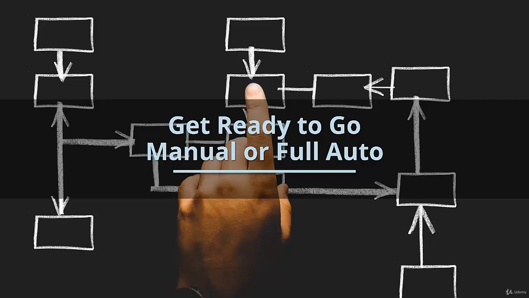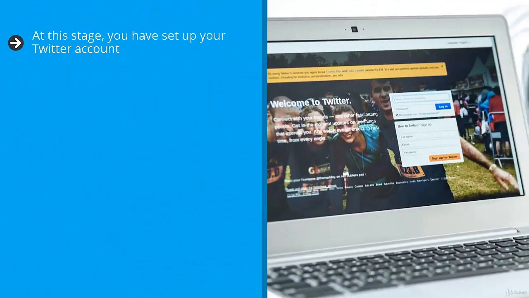Get ready to go manual or full auto. At this stage, you have set up your Twitter account. It is brand consistent. You already have lined up the best content you have researched from your competitors. This content has a lot of likes, shares, comments, and other signs of engagement.